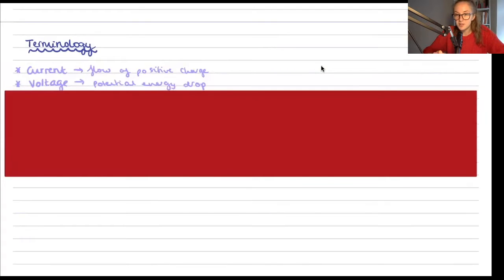Next, voltage. I think different people think about voltage in different ways. Another word for it would be potential difference. But the voltage over a component would basically refer to how much the potential energy has dropped from before the component is used and after the component is used.